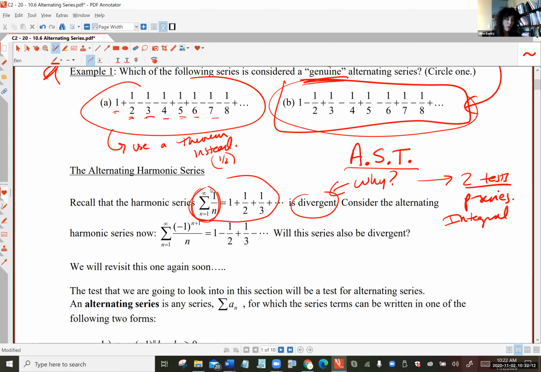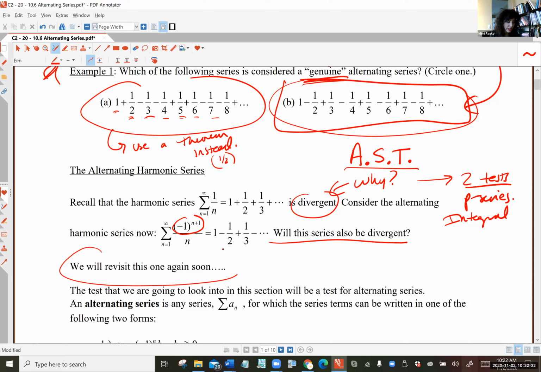Very nice. Okay, now what if we take the sigma 1 over n, but we make it alternating by sticking in this -1 to the n plus 1 factor? That will make it alternate. The question now is, will this series also be divergent? We're going to come back to this question later, but I want you to keep that in the back of your mind, because we're going to answer it today for you. All right, is that guy divergent also? Yes or no? Let's keep going.